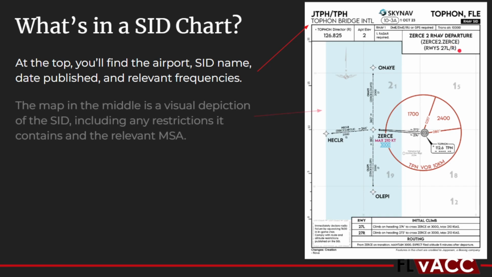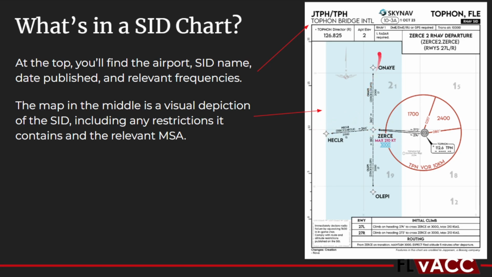The bulk of the chart is the visual depiction of how the SID should be flown, additionally showing any altitude or speed restrictions, such as the maximum speed of 210 knots at Xerxes, which should be crossed at 3,000 feet. Each of the 4 pointed stars represents a waypoint.